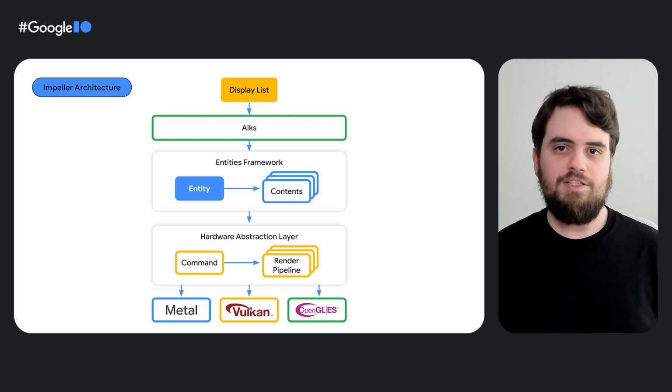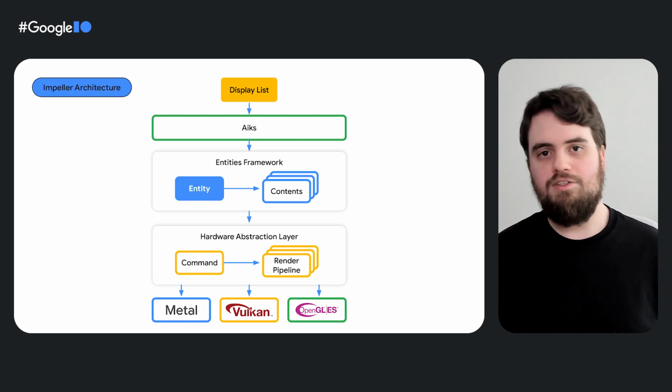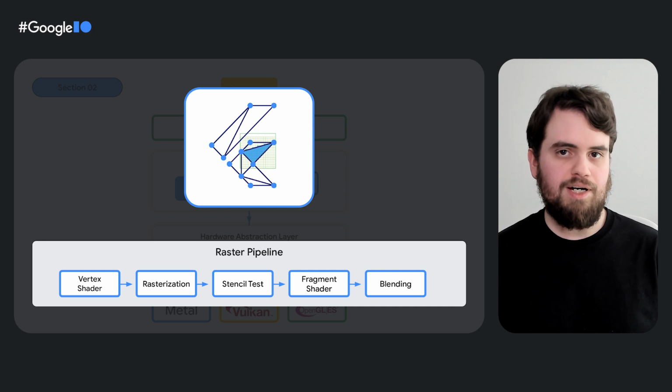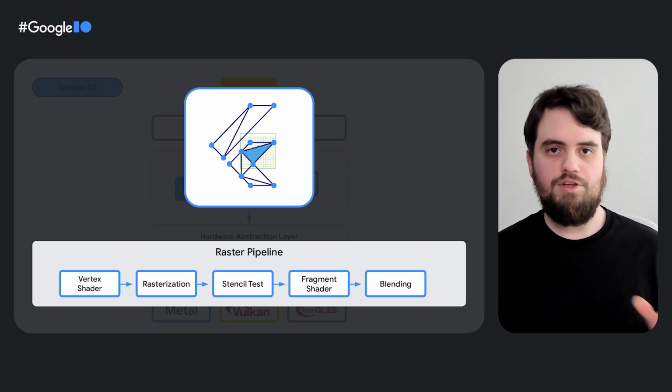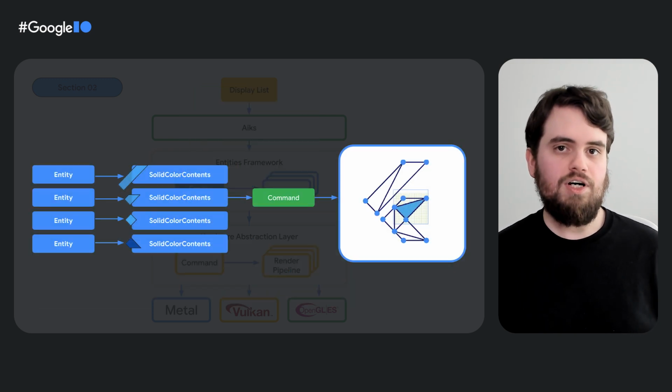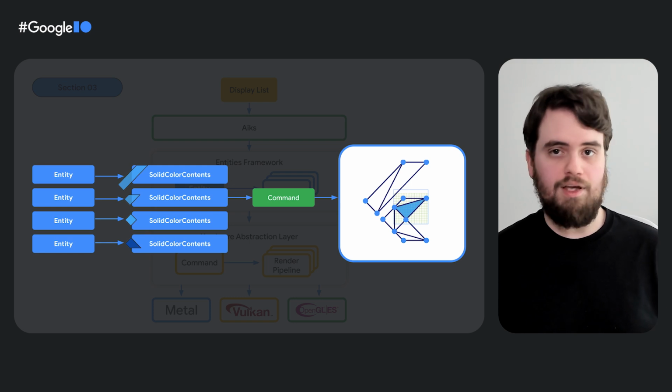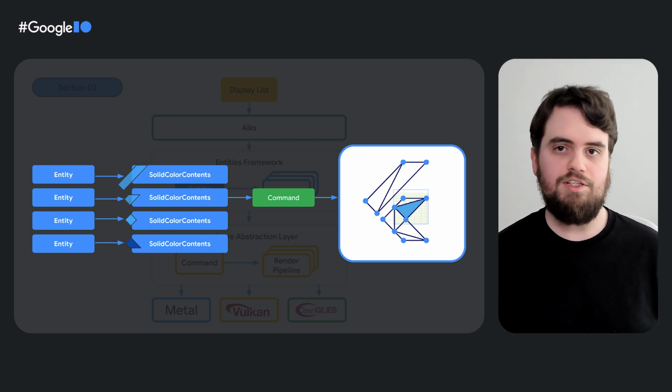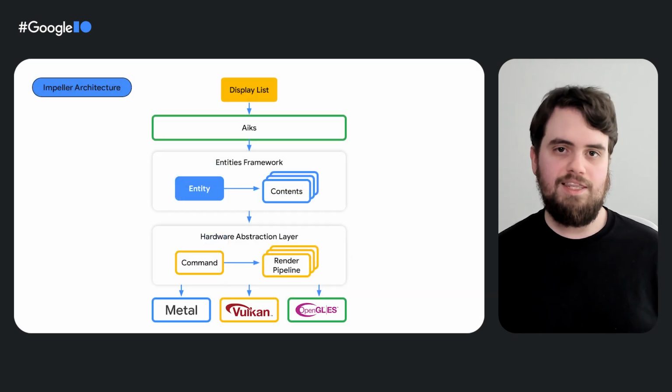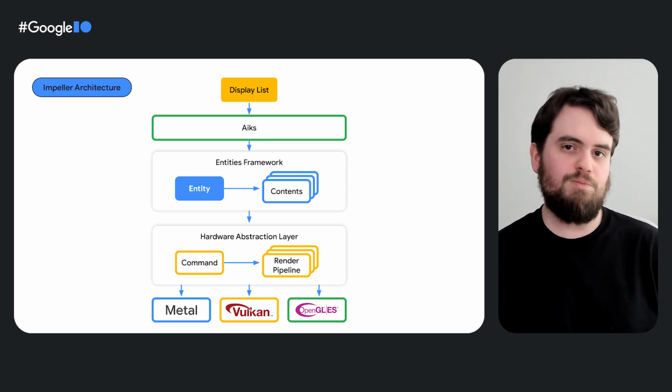Okay, now we're ready to start telling the GPU exactly what to do. Remember those render pipelines Leigha mentioned before? This is where those come into play. Each contents uses the hardware abstraction layer to draw itself by instructing the GPU to execute the render pipeline containing the shaders we actually want to use. And really, that's it. Those commands are executed using the graphics API, and then the resulting texture gets displayed to the screen. But there's one huge detail I haven't covered yet.